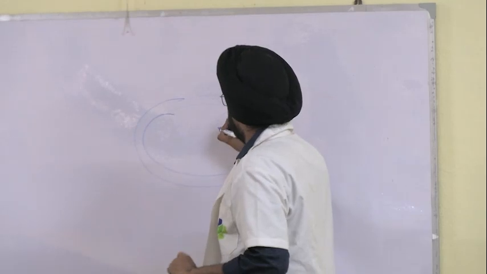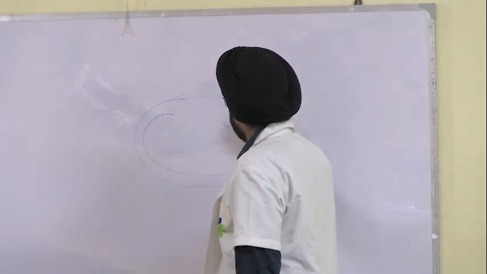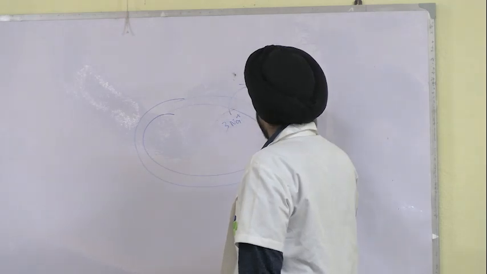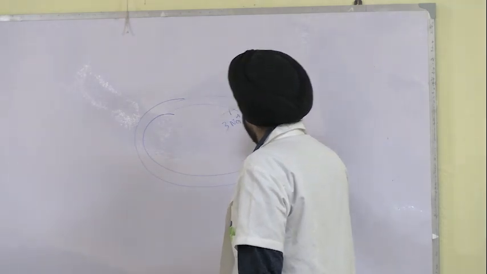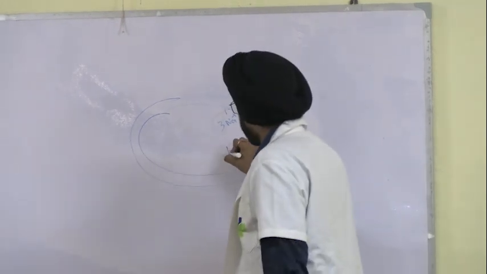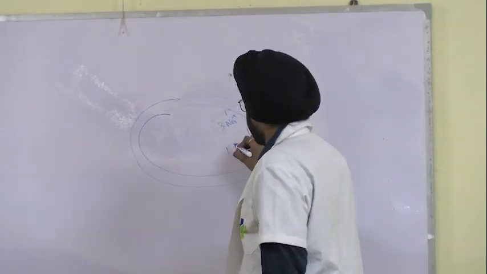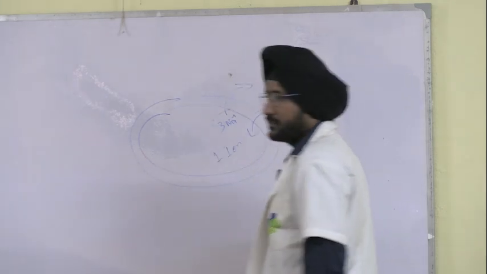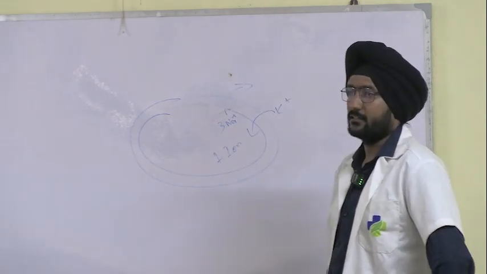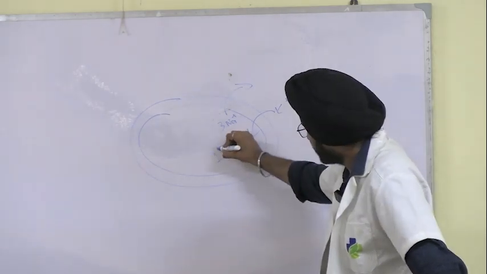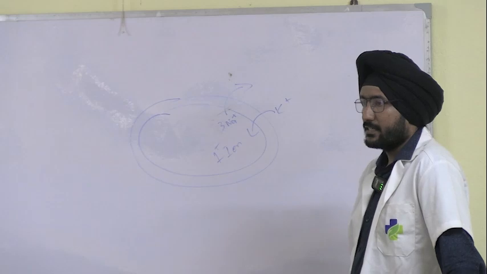Now, as per you, if we are throwing out 3 sodium out and we are taking 2 potassium in, there is a deficit of 1 ion here. यहाँ पे ऑलरेडी एक आयन का डेफिसिट हो गया है. 1 positive ion. There is a charge deficit also.